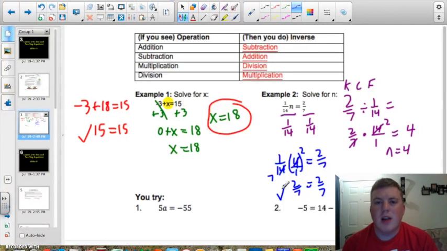Alright, you guys try the U-Try problems. Remember, the answers to these are on the solution page for the U-Tries for Unit 1. Check your answers, and we'll see you in video 2.